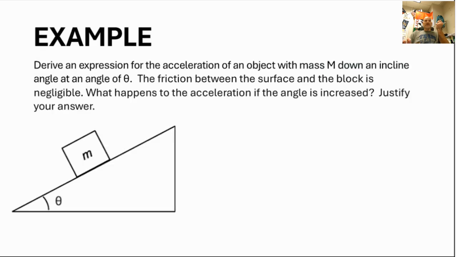So let's look at an example problem. Here is a derive-an-expression question. We're going to derive an expression for the acceleration of an object with mass m down an incline at angle theta, where the friction between the surface and the block is negligible. There's going to be a complete video later about friction. We're first going to derive the expression for the acceleration, then talk about what happens to the acceleration if we increase the angle, and then justify our answer.